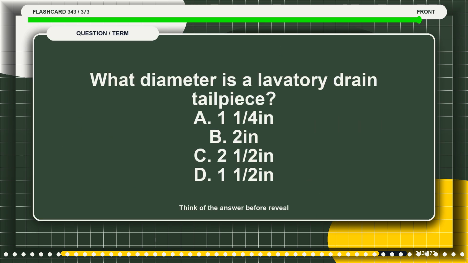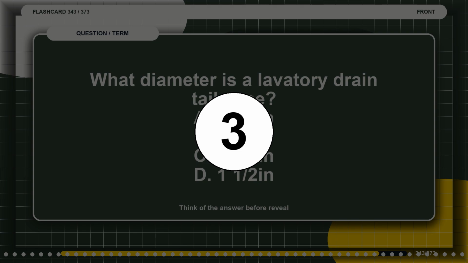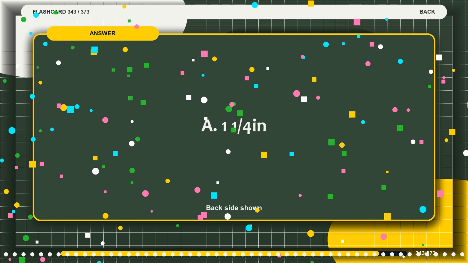Flashcard 343. What diameter is a lavatory drain tailpiece? A. 1 1/4 in. B. 2 in. C. 2 1/2 in. D. 1 1/2 in. Think of the answer before the reveal. The answer is A. 1 1/4 in.